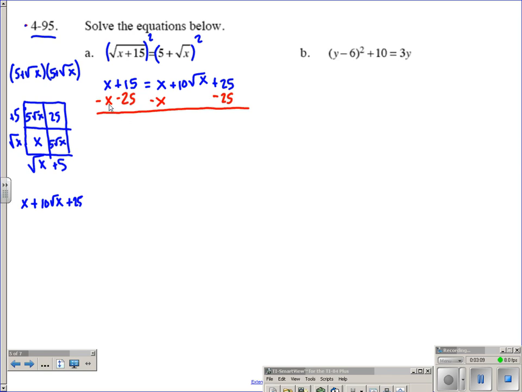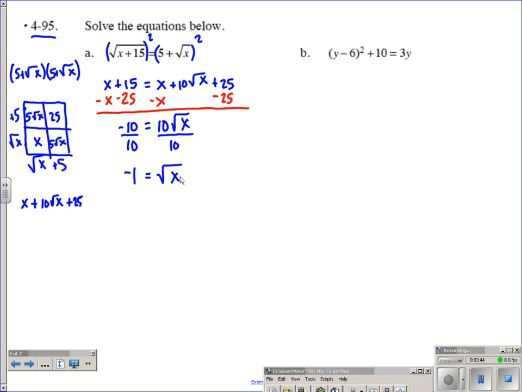So x minus x is 0. 15 minus 25 gives us negative 10. These x's give us 0. These 25s give us 0. So we have negative 10 equals 10 radical x. Now, before we can get this x out of the radical, we're going to have to divide each side by 10. Negative 10 divided by 10 is negative 1, which equals the square root of x.